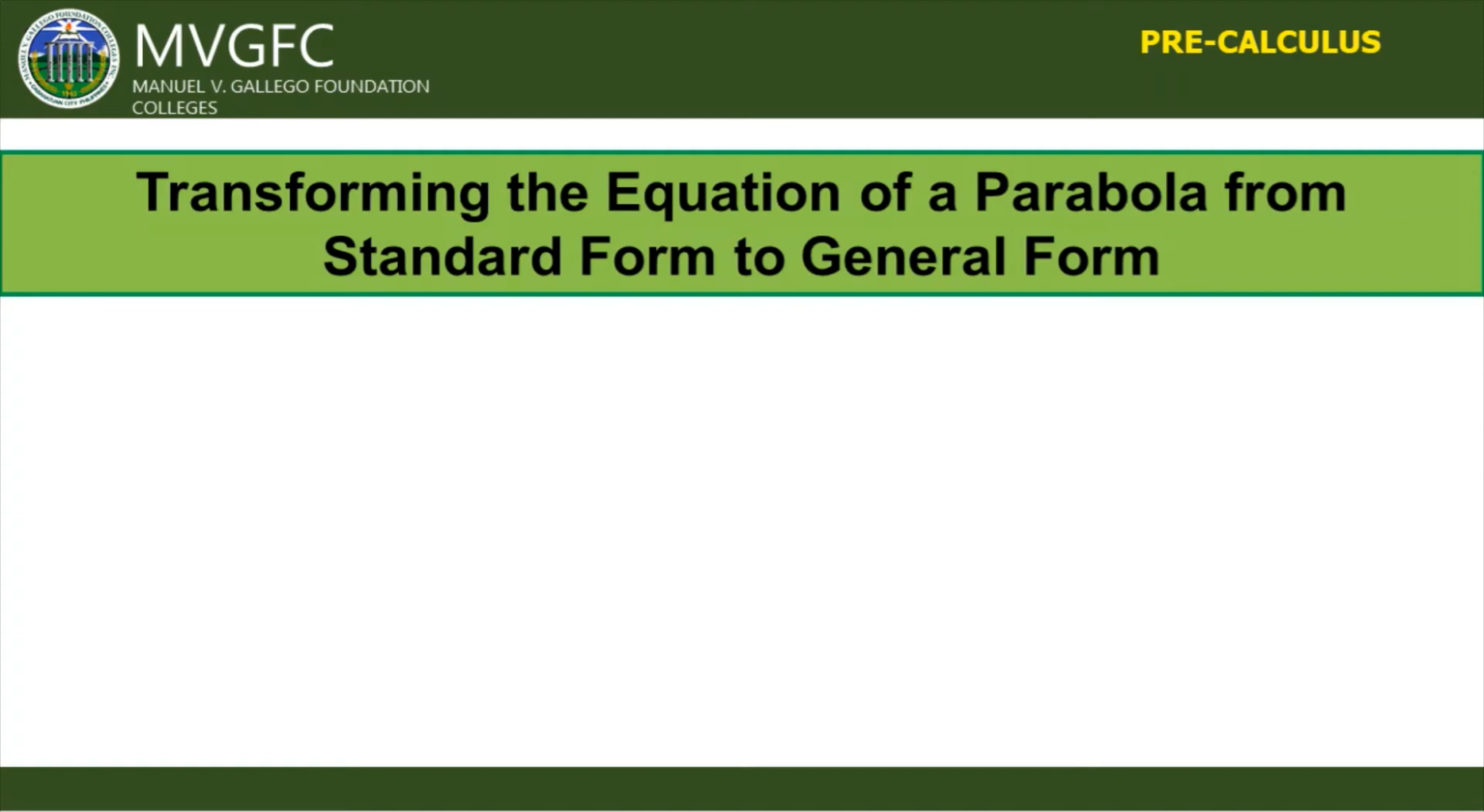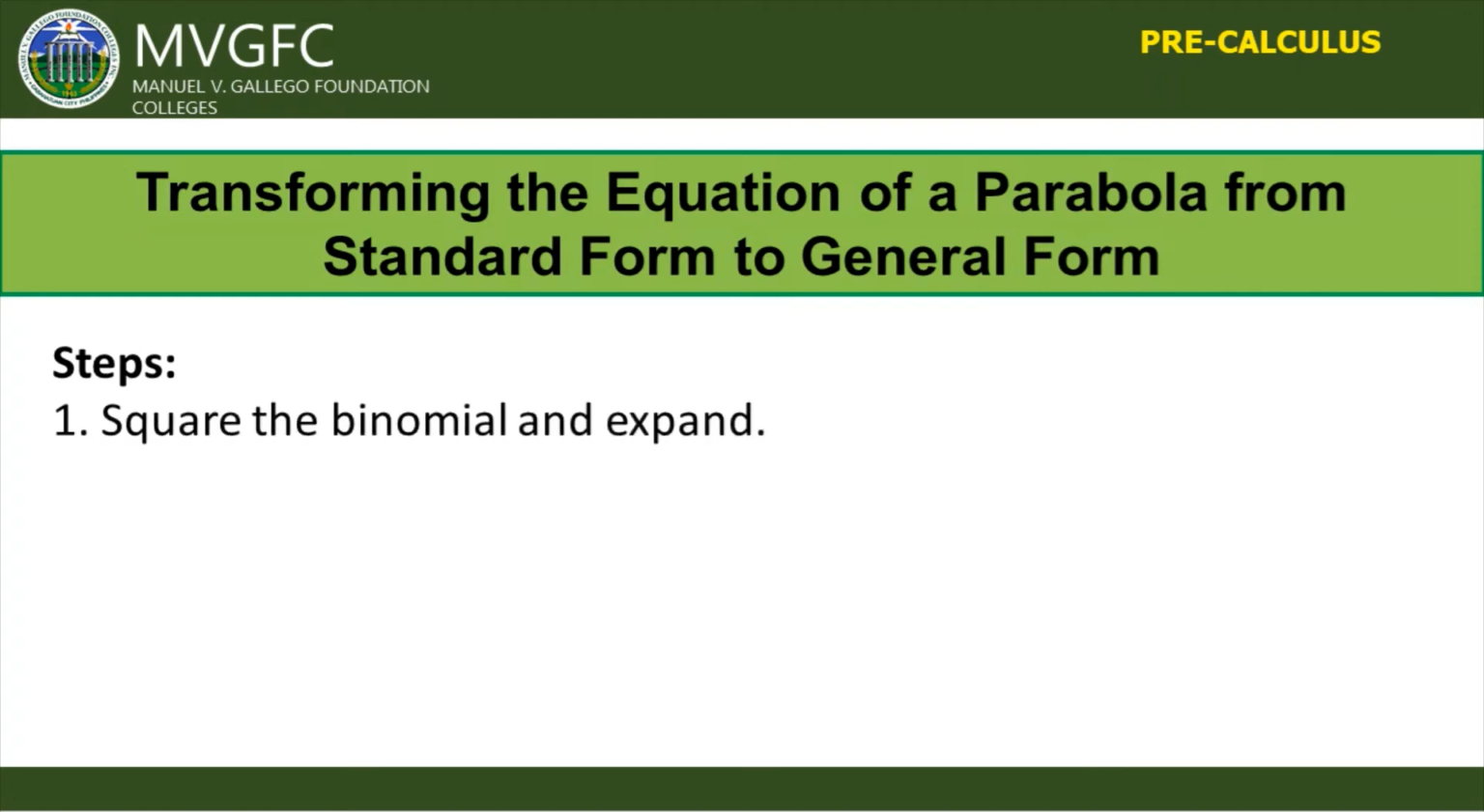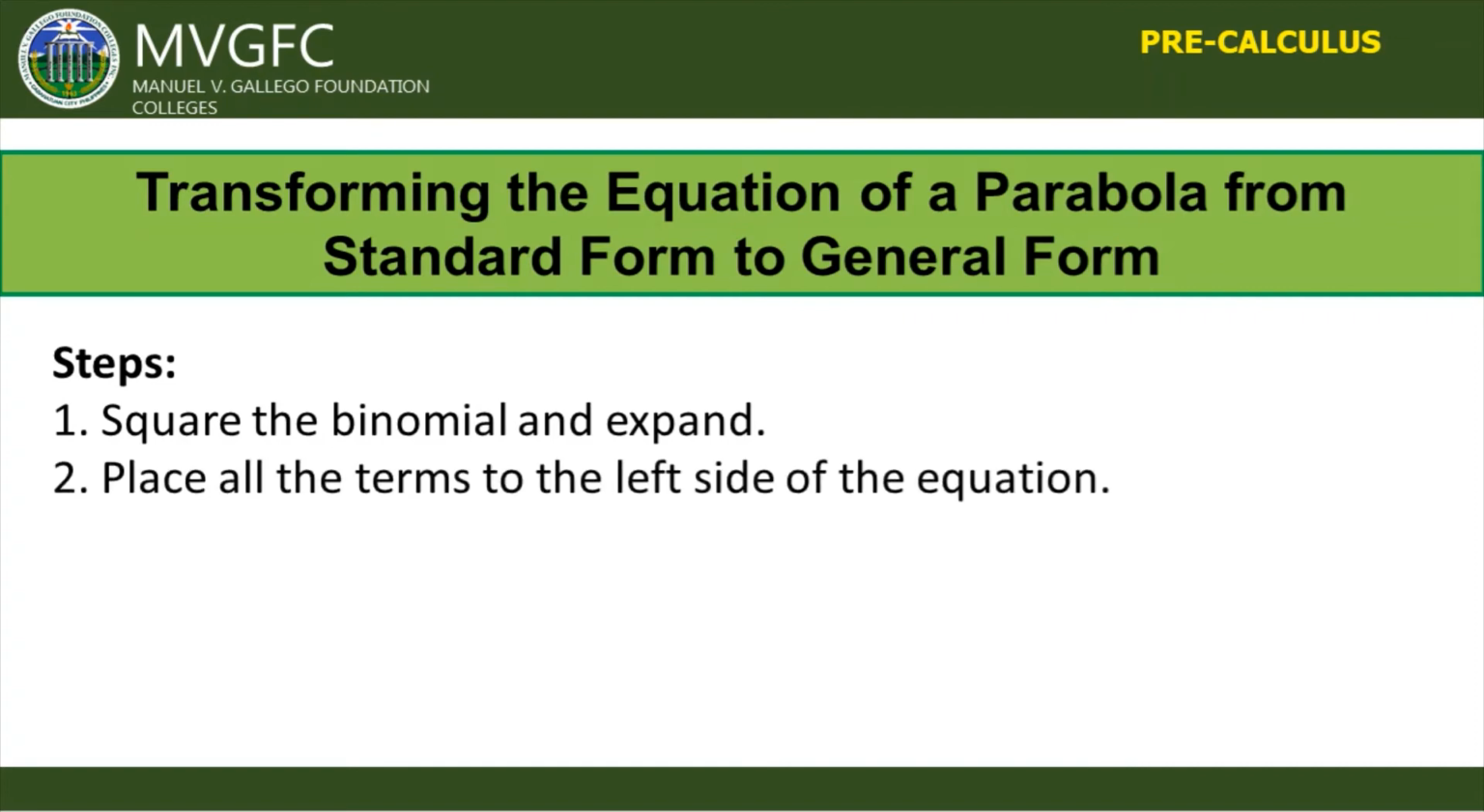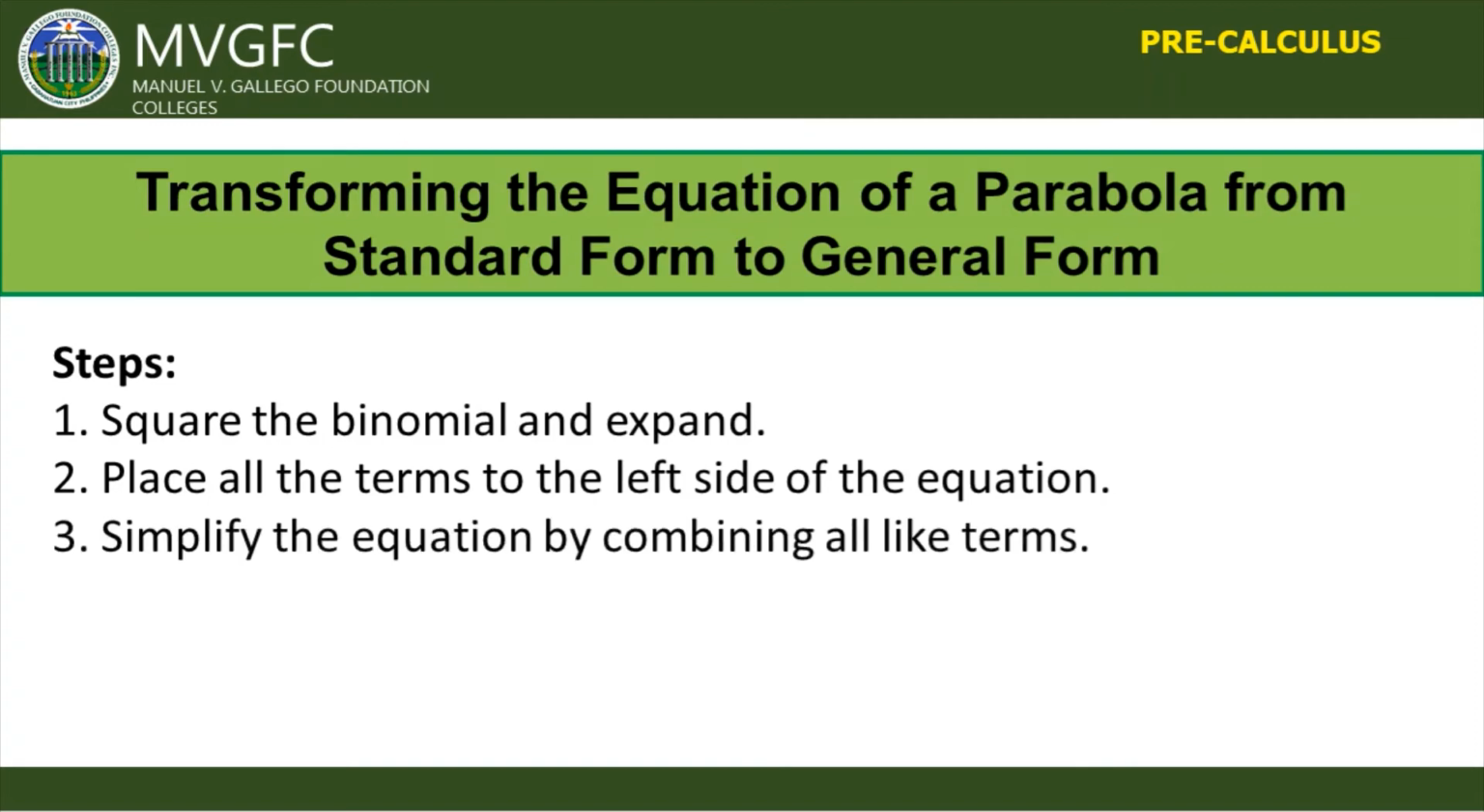Now, let us proceed to transforming the equation of a parabola from standard form to general form. Let us only follow 4 steps. Step 1 is to square the binomial and expand. Step 2 is to place all the terms on the left side of the equation. Step 3 is to simplify the equation by combining all like terms. And step number 4 is to write the equation in general form.